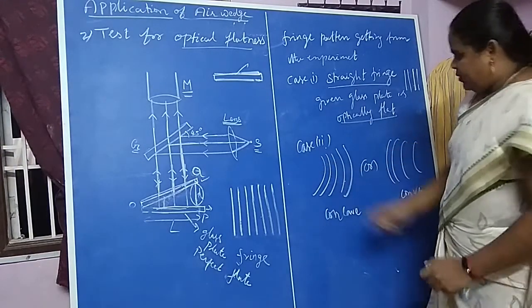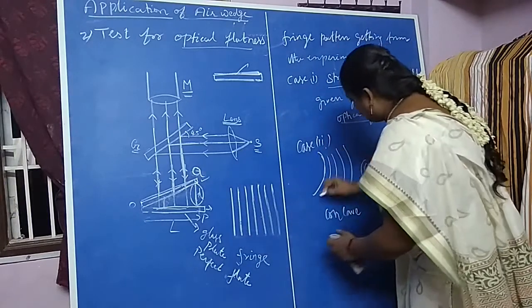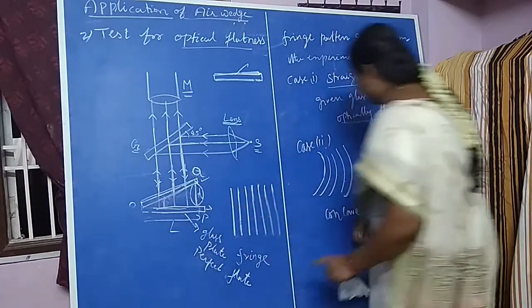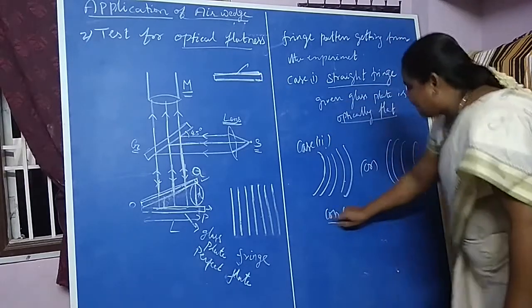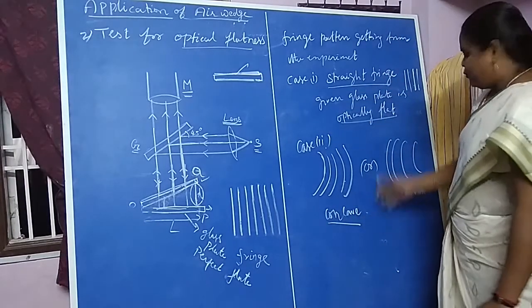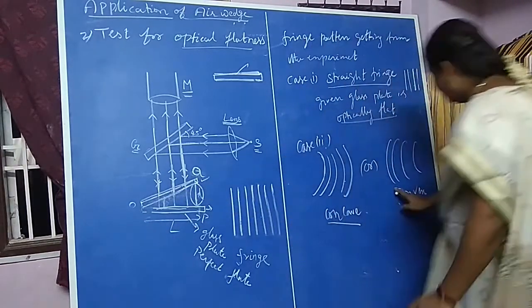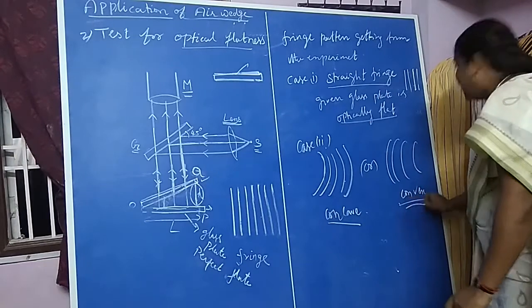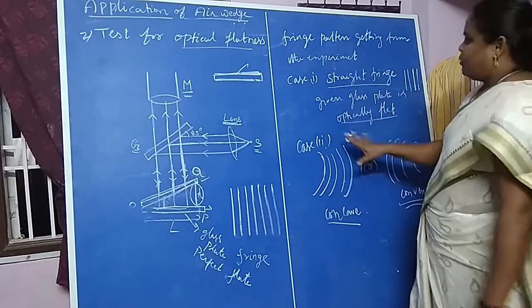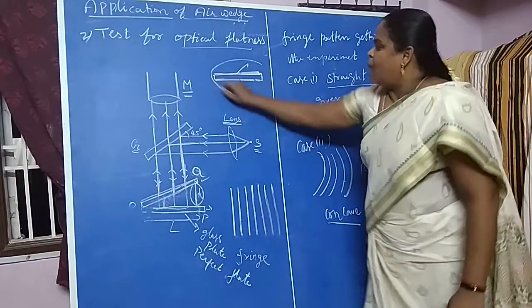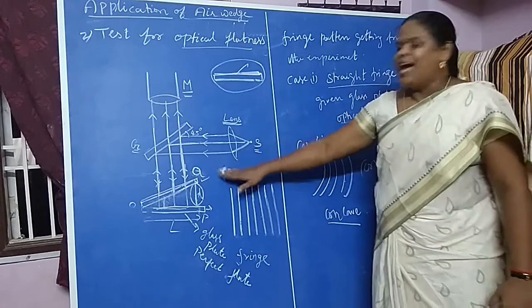If the curved fringe is formed towards the edge of contact, that is, the curved portion is formed towards the edge of contact, we can say the given glass plate is concave. Otherwise, you will get a curved fringe away from the edge of contact. In this manner, we will say the given glass plate is convex. Using this fringe pattern, the optical flatness of the given glass plate is checked using the air wedge setup.